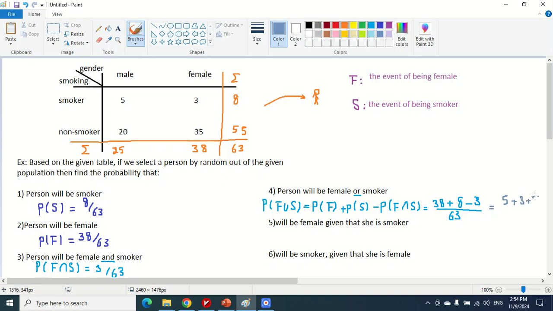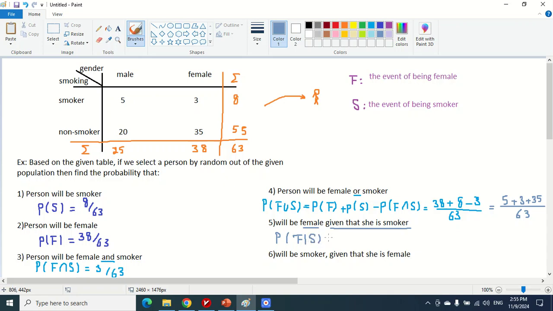If I want to avoid repeating that part, I can simply add these numbers and divide by 63. Of course, the result will be the same. So for the next case, they ask you to find the probability of being female, given that, which means we have some condition, given that the person is a smoker. So I'm looking for the probability of being female, given that the selected person is a smoker.